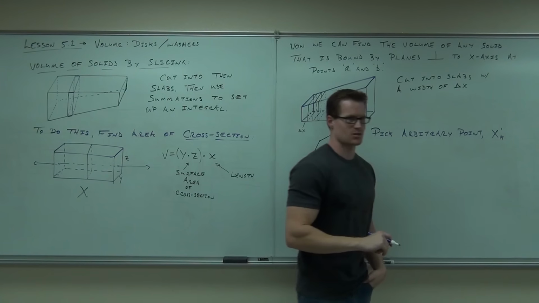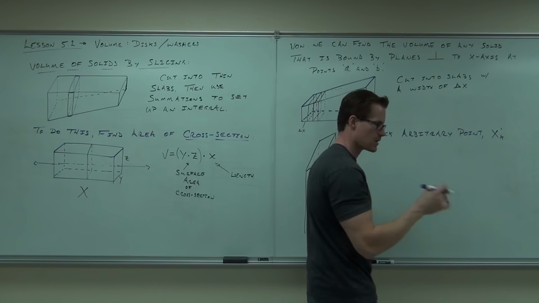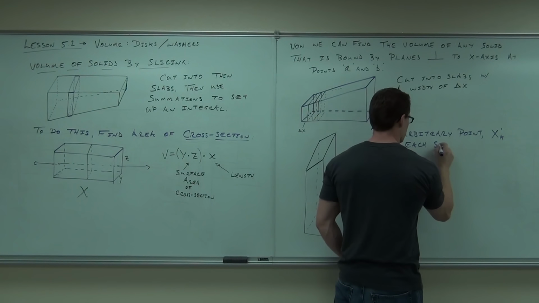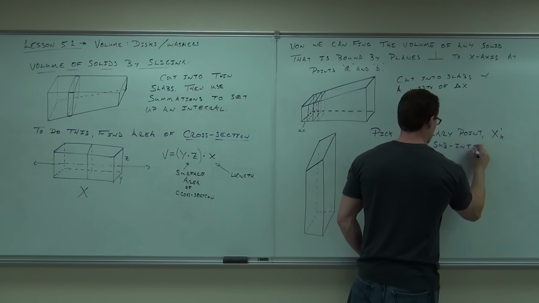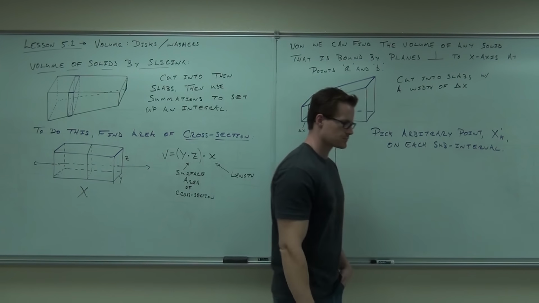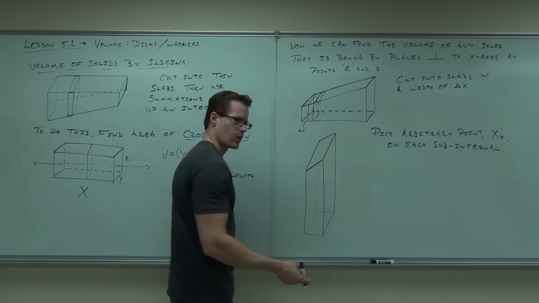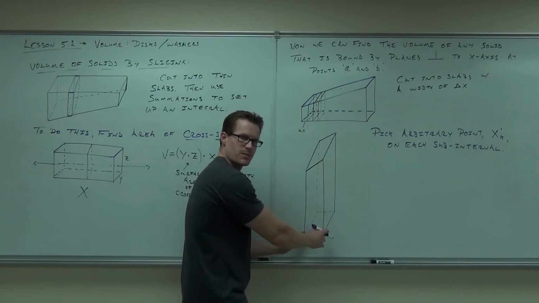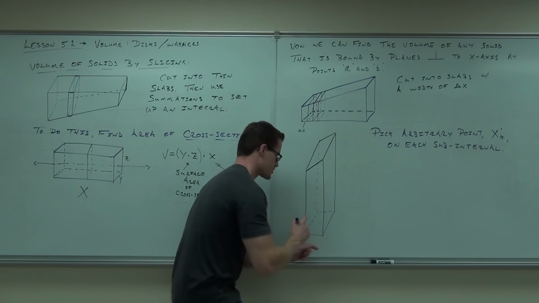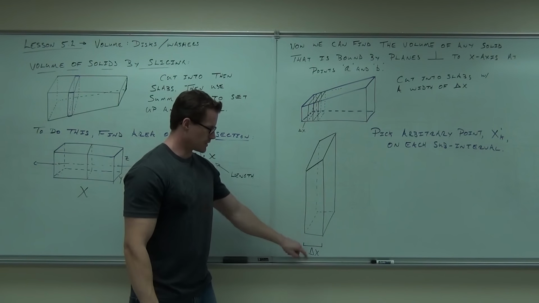I'm going to use xk dot because that's what I grew up with. So arbitrary point xk dot, or c sub k, doesn't really matter, on the interval. Okay. So that means that down here, on my width, this is my subinterval, that's delta x. This width is delta x. Do you guys understand that? That's delta x, all the way at the bottom, delta x.